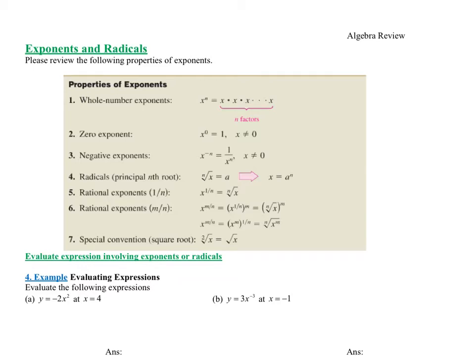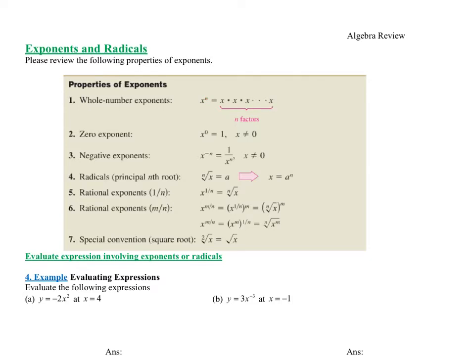So let's make sure you're comfortable with those exponential properties. Let's make sure you're comfortable with radicals. So first of all, what is x to the n? If I said something like x cubed, what does that really mean? Well, that just means x times x times x. So all exponential notation is a repeated multiplication. Whatever the power is, is the number of times that it's been multiplied.